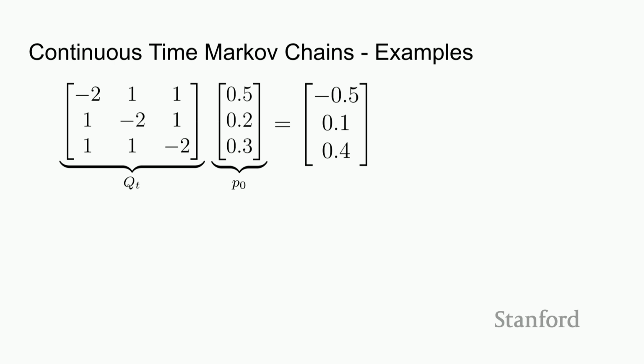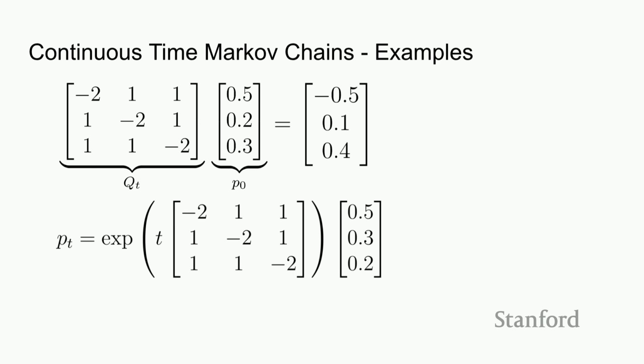And what's interesting about this is that the values sum up to be 0, which is important in order to maintain the fact that our probability always sums up to be 1. And also it's always a valid transition rate between different states. For this type of setup, we can compute the intermediate densities p_t by just exponentiating this matrix times this 0.5, 0.3, 0.2 initial vector, which allows us to compute intermediate densities by solving the ODE, basically.